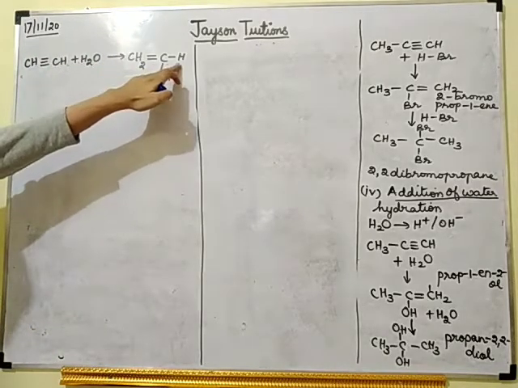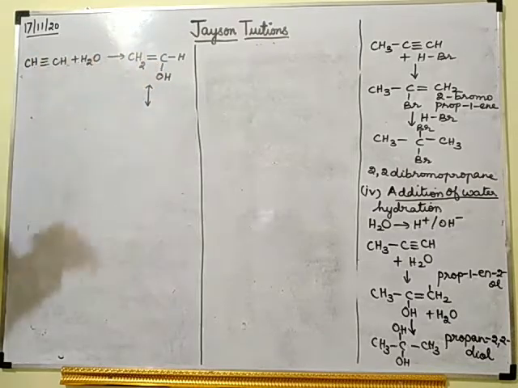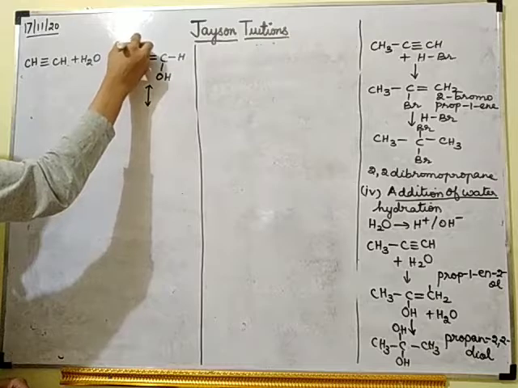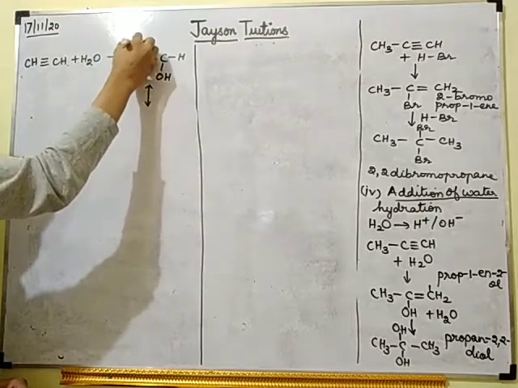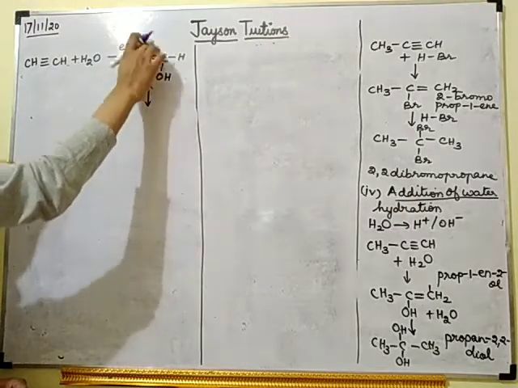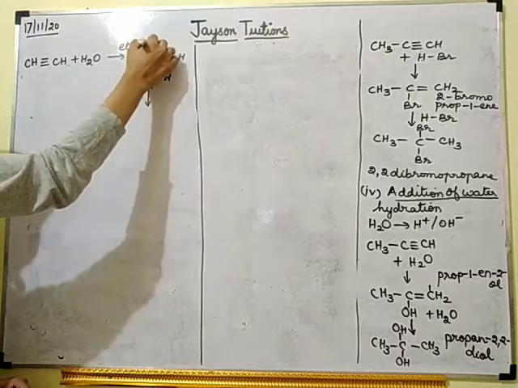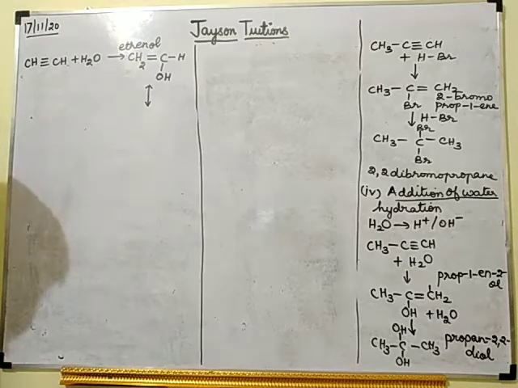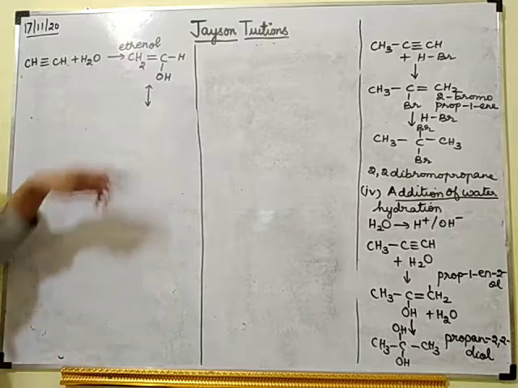CH2 double bond CHOH. How many carbons are there? 2 carbons, so 2 carbons means it is eth. Double bond means ene, but the alcohol group is present. So it is ethenol. What is the name of this compound? Ethenol. Okay, ethenol is different from ethanol.